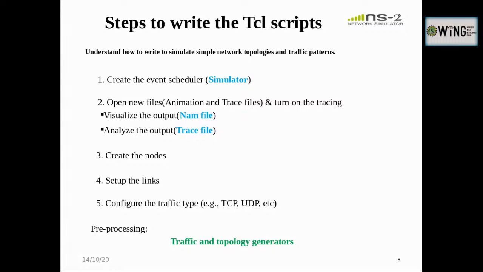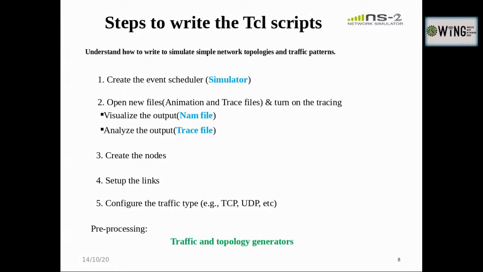The third step is we have to create the nodes. Why create the nodes? To see the output, something should happen, correct? So there should be nodes. Will simply creating the nodes work? No. We have to set the links between the nodes. Once we set up the links, I have to configure the links. What is the bandwidth? What is the simulation delay? All the details have to be embedded for the links. Followed by that, the next step is to configure the traffic type.